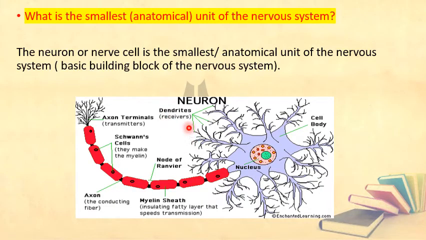What if I ask you another question? What do we have inside our brain? How does the analysis of the nervous message take place? Of course, it takes place by the action of the nerve cells. The nerve cells have another name called the neuron. The neuron or the nerve cell is the smallest or anatomical unit of the nervous system. Anatomical means structural. The smallest structural unit in the nervous system is the nerve cell, and it is the basic building block of the nervous system. It is basically made of the nerve cells.